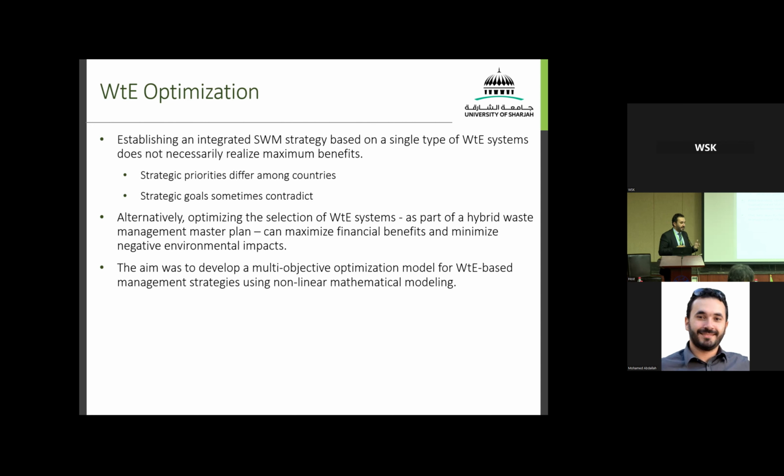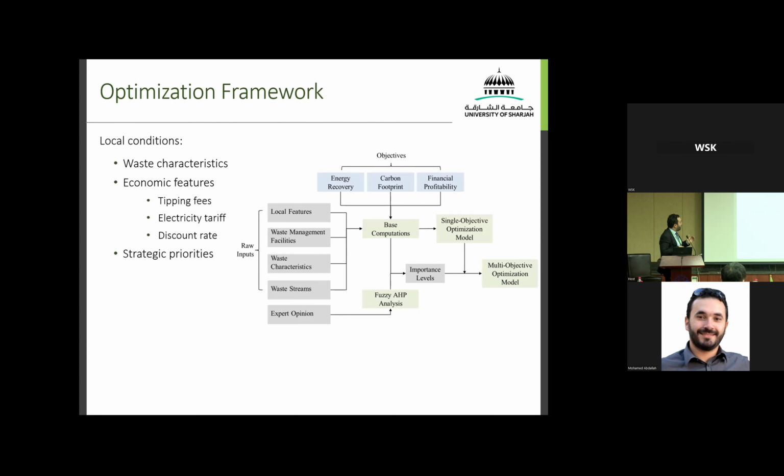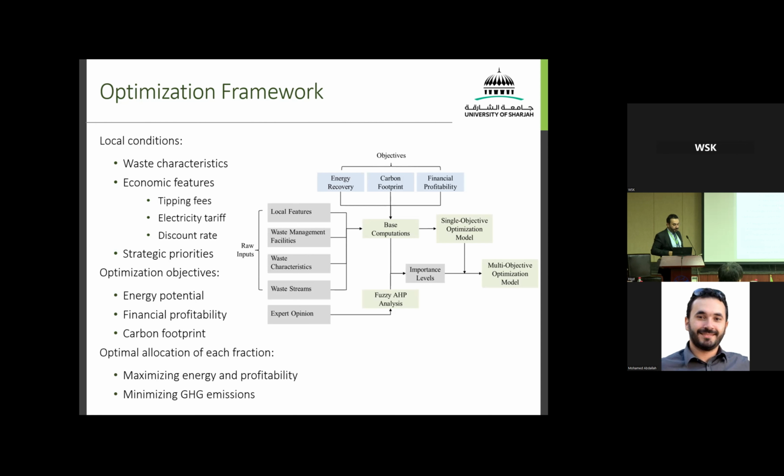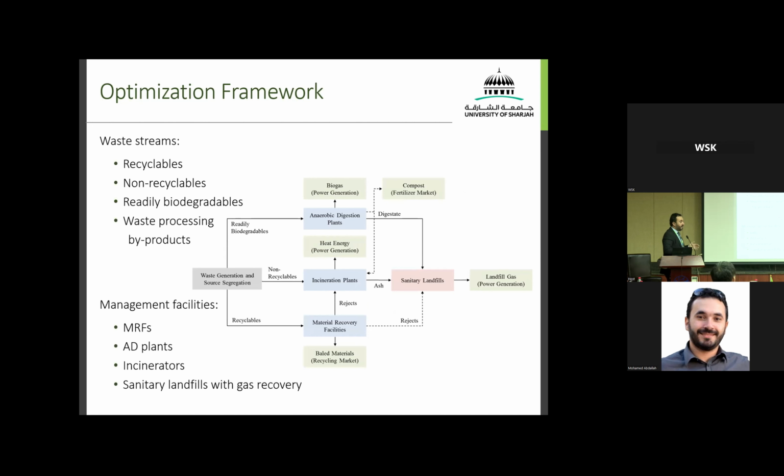And that's why in scientific research, it's very easy to publish a paper, because every single country, if you study the strategic assessment of the waste, has a different story, because the inputs are different and the priorities are different. So the local conditions, when I say every country is different, the waste characteristics are different, the economic features, all of these numbers would flip the findings entirely of any strategic assessment. The strategic priorities, whether it's energy, financial, or environmental footprint, and of course, some of them you need to optimize to maximum, like the energy and the profitability, and some of them you want to minimize, like the greenhouse gas emissions.